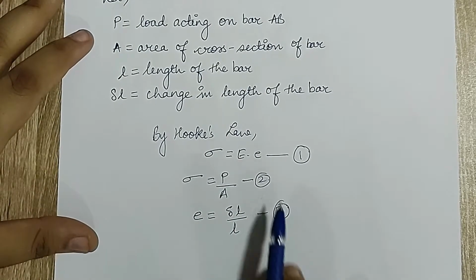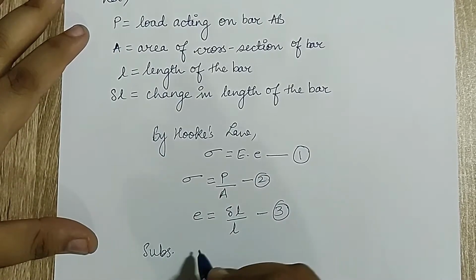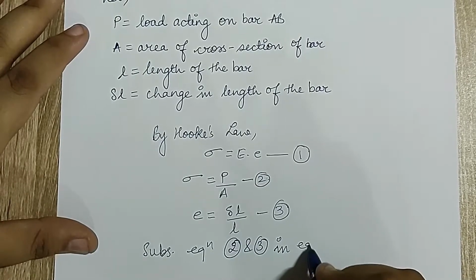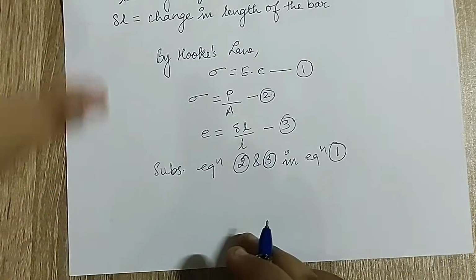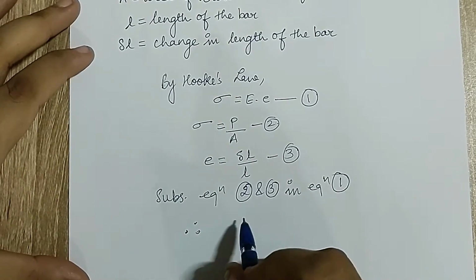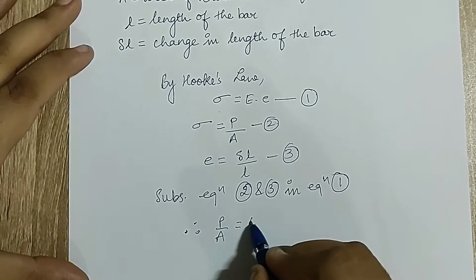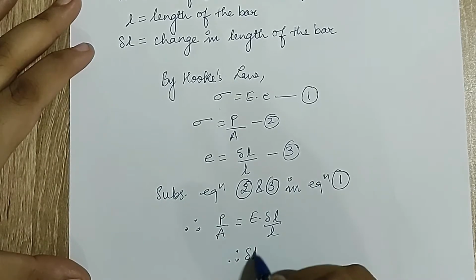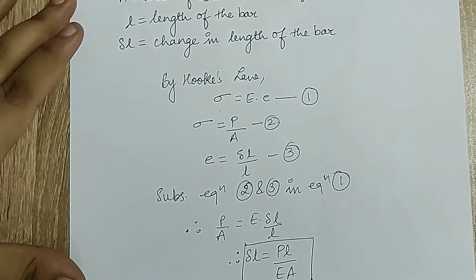If I substitute 2 and 3 in equation 1, then the left hand side is sigma, so I will write P by A is equal to capital E into delta L by L. If I just rearrange this, I will get therefore delta L is equal to PL upon EA. This is the equation or the relation of change in length.